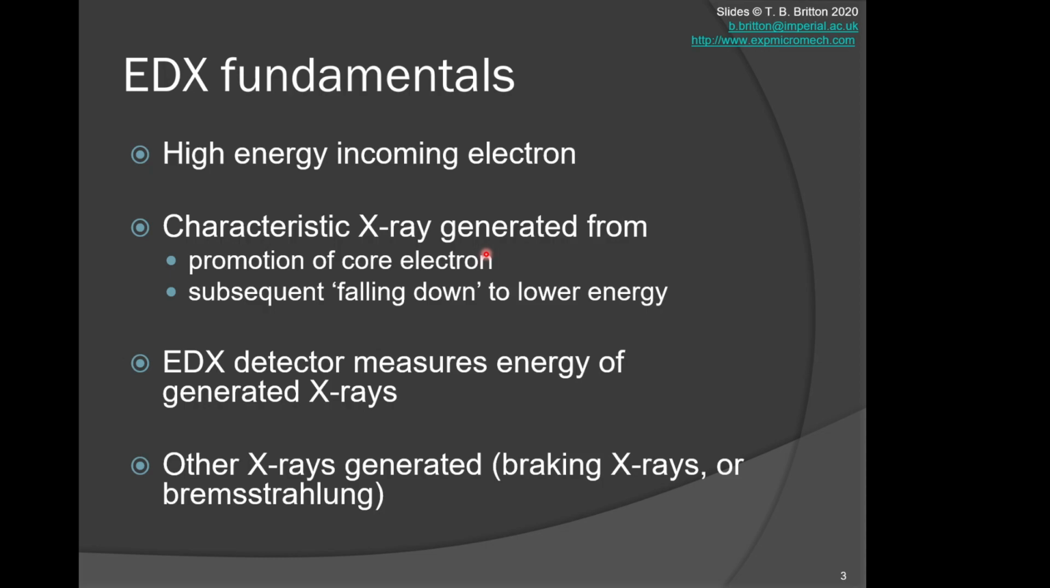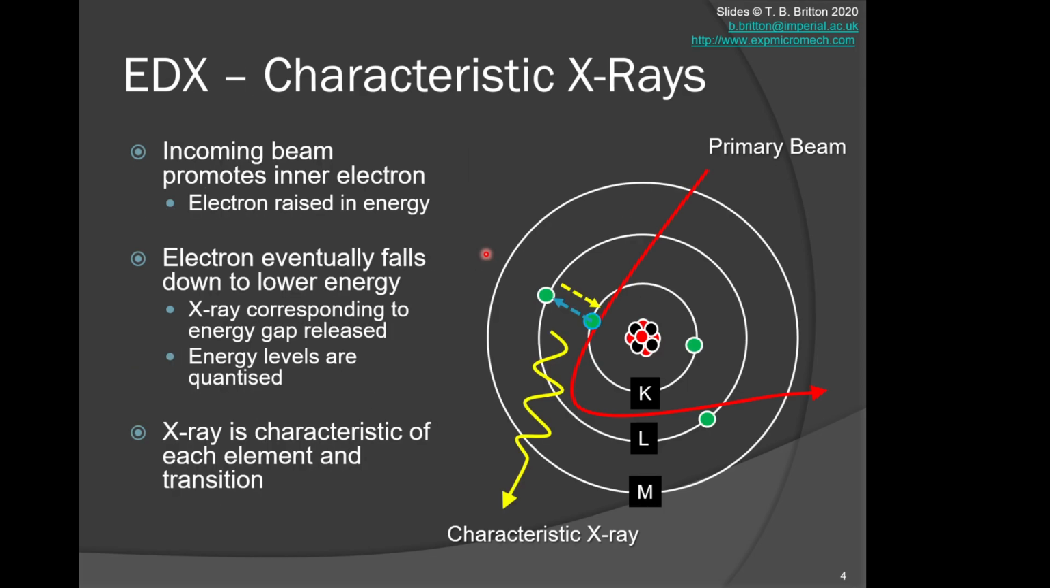Of course, there are a number of other X-rays that will be generated. One major thing we have to consider is the Bremsstrahlung, or the braking X-rays. These are generated as the electrons slow down within the material as they are scattered. Photons will be generated corresponding to those slowing down transitions.